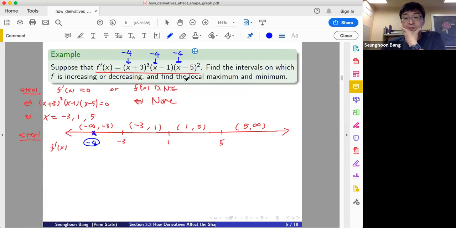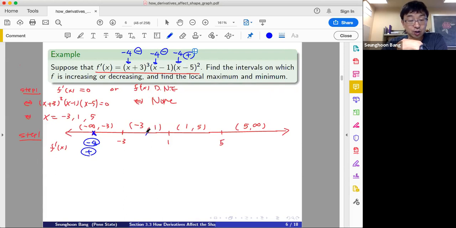The negative is right. I can check. Negative 4 plus 3 is negative 1, and negative 1 cubed is negative. Negative 4 minus 1 is also negative. Third one, negative 4 minus 5 is negative 9, but the power is even, so negative 9 squared is exactly positive 81. So we have two negative numbers and one positive, so the product is positive.